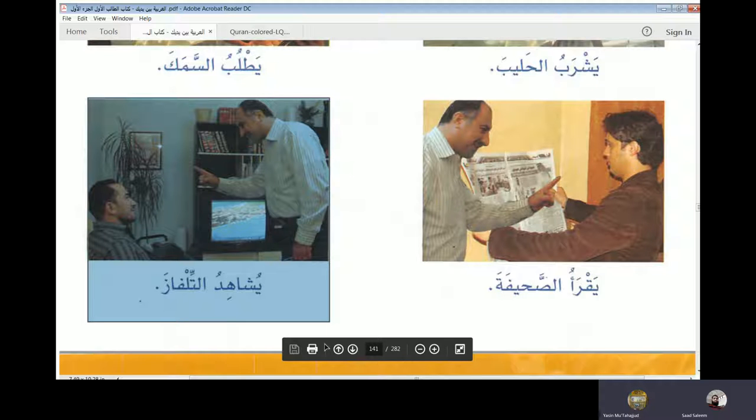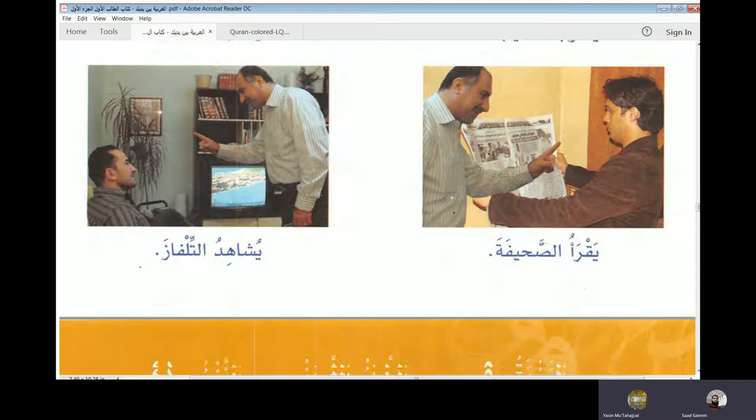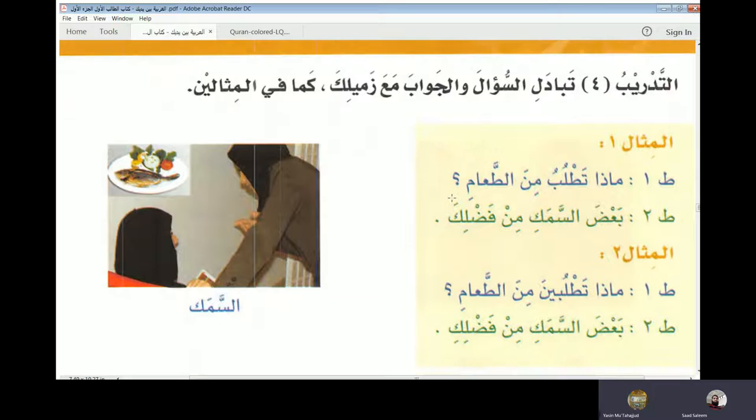He was starting off. I thought I say the lam attached to the dal. No, I'll read again. So the first part would be yushahidu at-tilfaza, and then yushahidut, joining dal with ta. Lam is silent. Okay, yushahidut tilfaza. Okay, la tushahidit tilfaza.